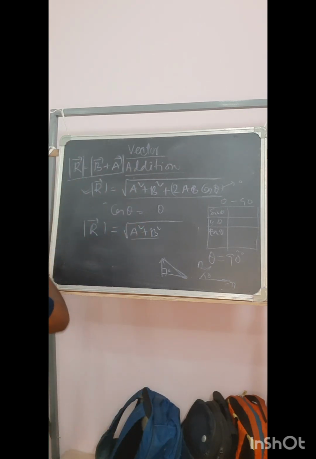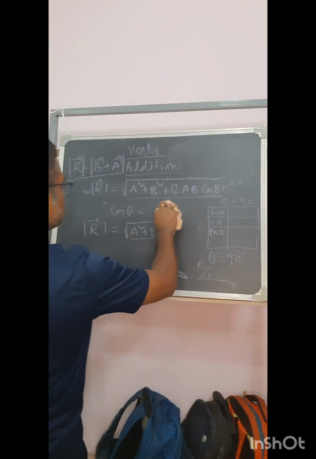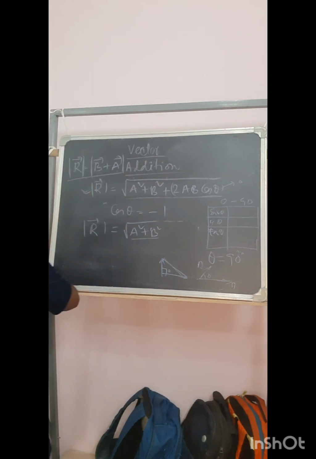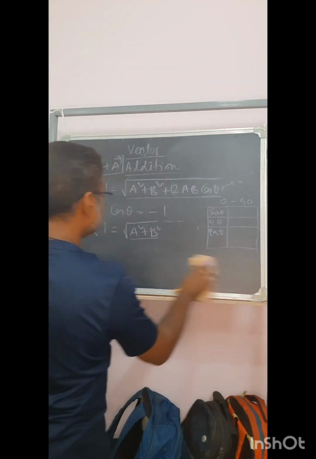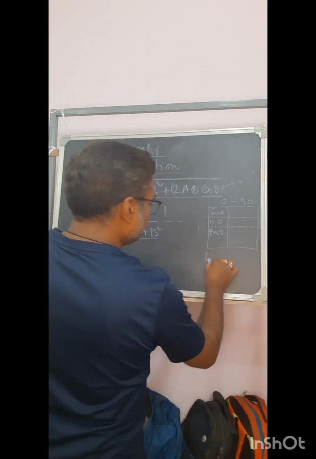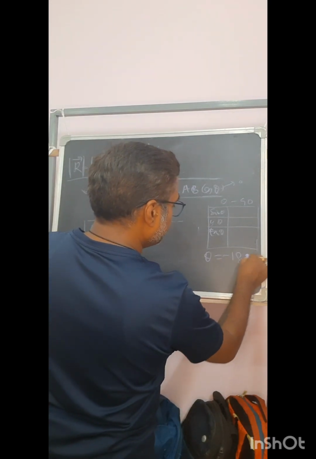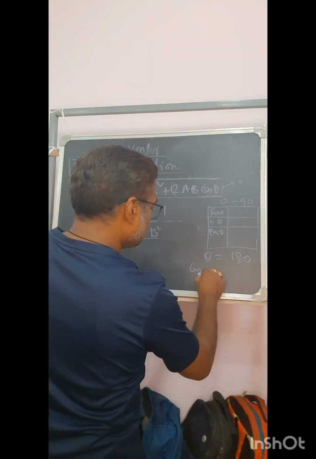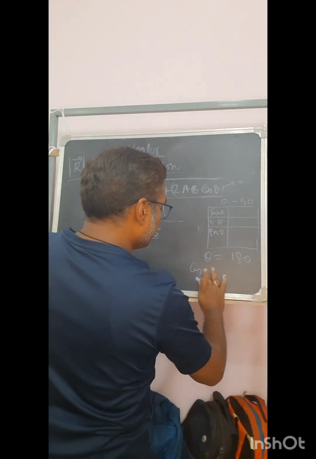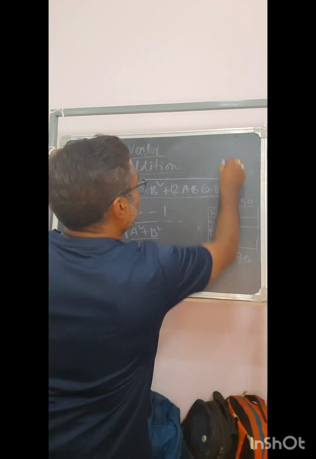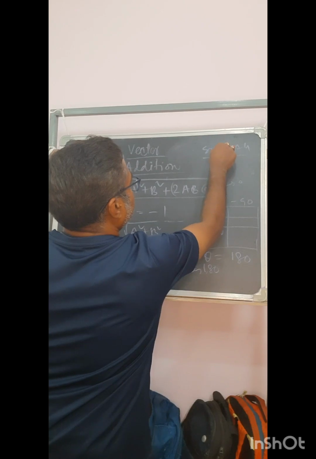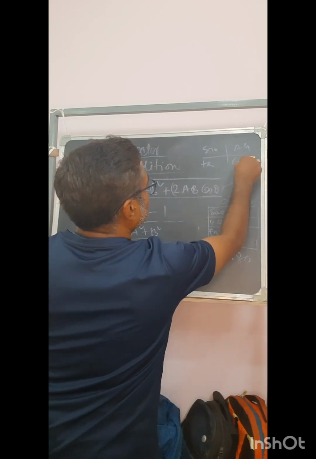Okay, so this is the case where cos theta is equal to minus 1. What is the case where this cos theta will be minus 1? If theta is equal to 180. So what is the formula? Cos 180 is, because we know in the coordinate system here all is positive: all, sine, tan and cos.